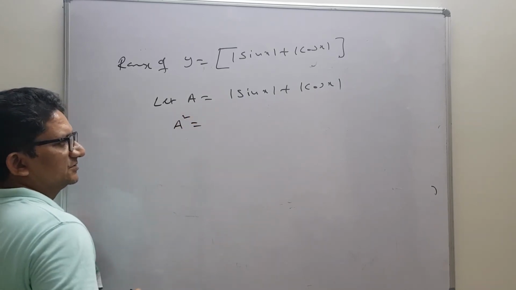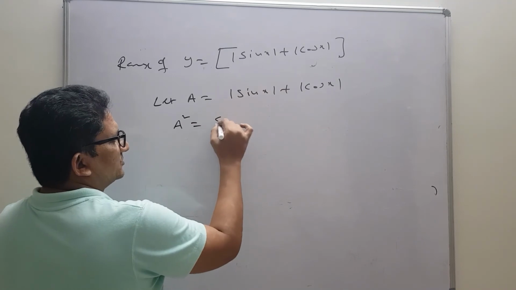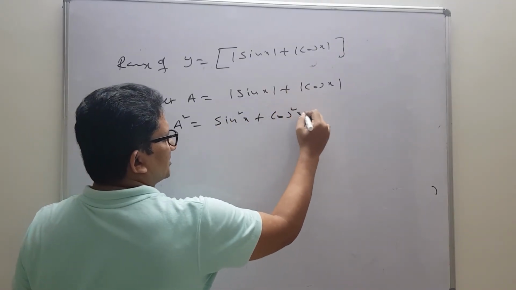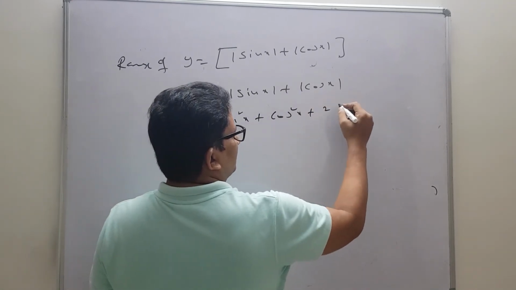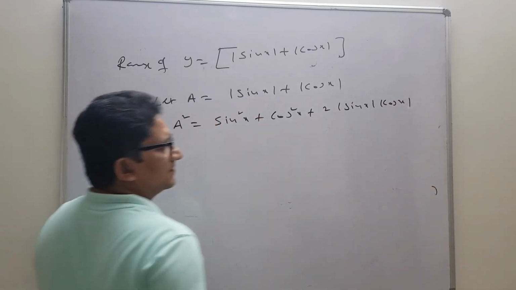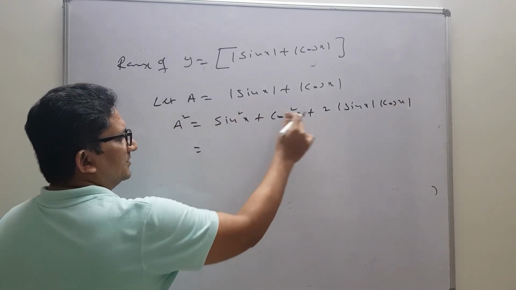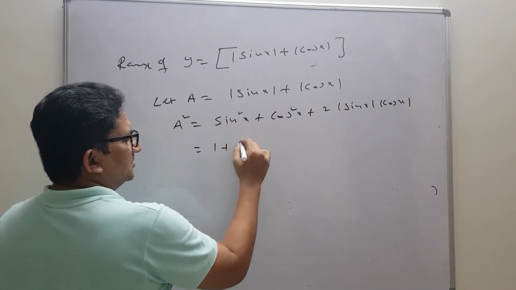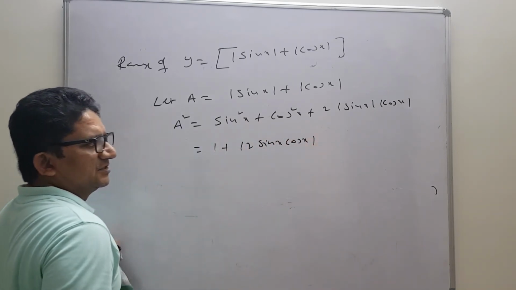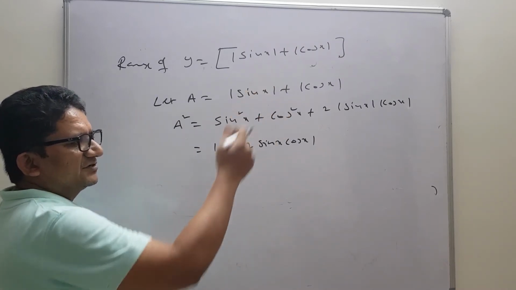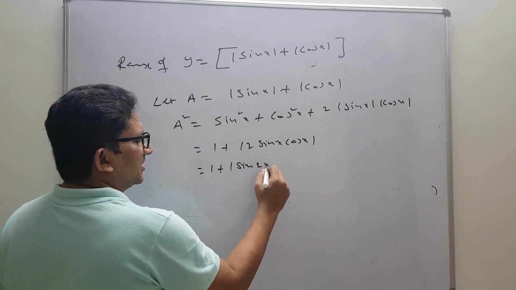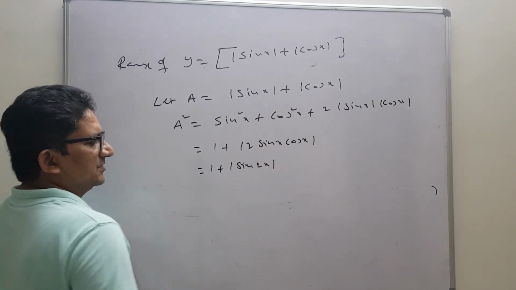A square equals, so modulus of sin x whole square is sin square x only, and modulus of cos x whole square is cos square x. Plus we will get 2 modulus of sin x into modulus of cos x. So here we will get 1 plus modulus of 2 sin x cos x. We can write like this, since mod x into mod y is always modulus of xy. So this equals 1 plus modulus of sin 2x.